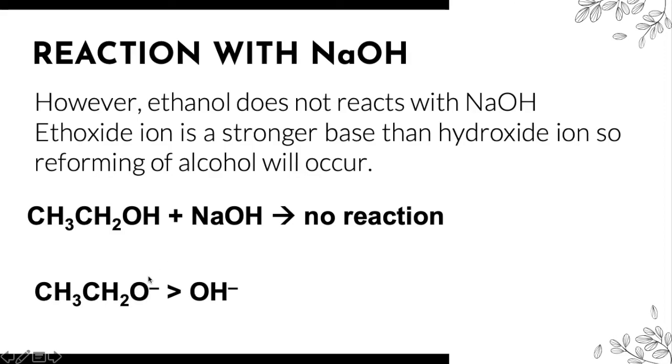So reforming of alcohol will occur when CH3CH2OH releases or donates a proton, it will become CH3CH2O minus. So this CH3CH2O minus, the ethoxide ion, is stronger than hydroxide ion. It is a stronger base, so this base will react with the proton that is donated by the ethanol. That's why reforming of alcohol will occur. There won't be CH3CH2O minus Na plus. They won't occur. So no reaction if ethanol reacts with sodium hydroxide.